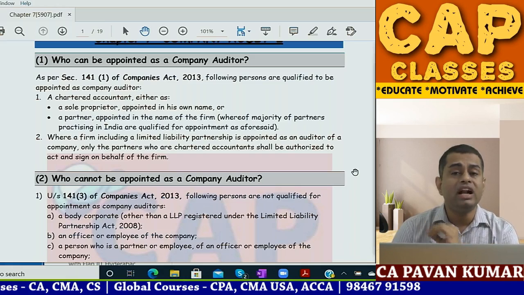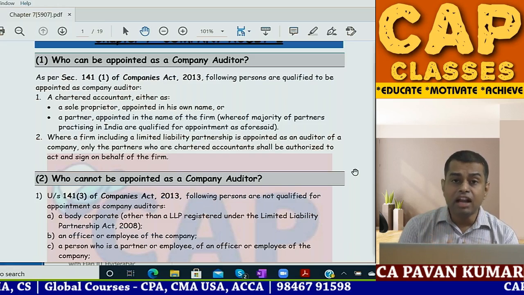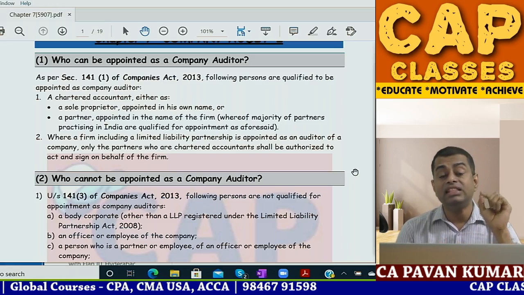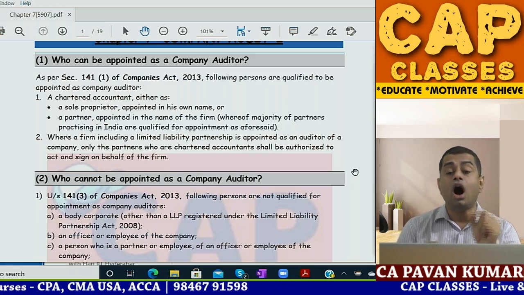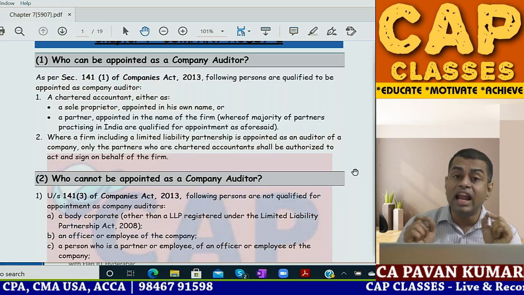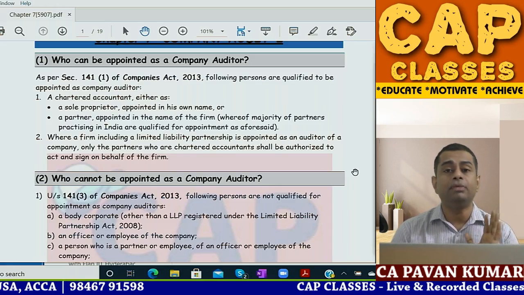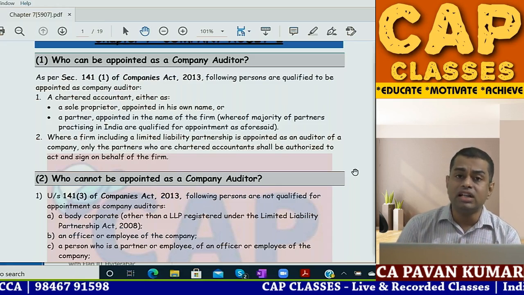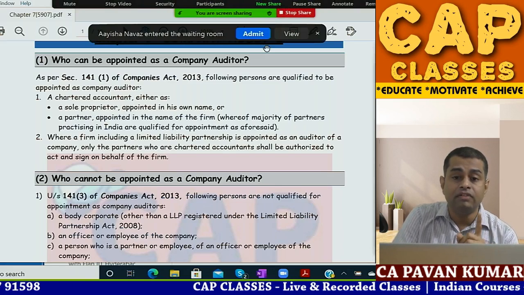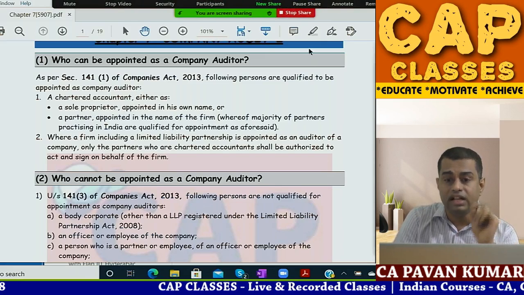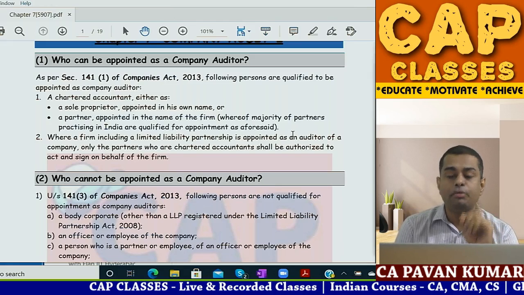Who can be appointed as company auditor? Don't you think it is a basic question? Simple. A chartered accountant in practice, either in his individual name, if he is having a sole proprietary firm, or a firm of chartered accountants, or LLP of chartered accountants incorporated in India. These categories of auditors can be appointed as statutory auditor of a company. One very important note point you need to remember is, an LLP incorporated outside India cannot be appointed as auditor in India.